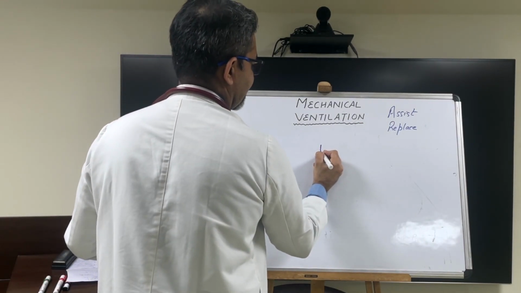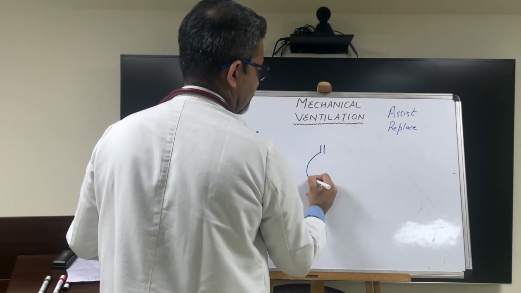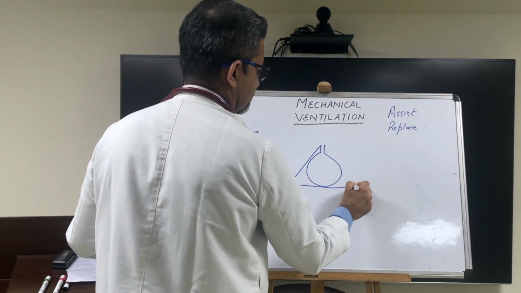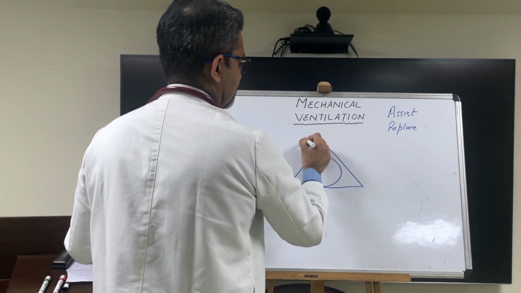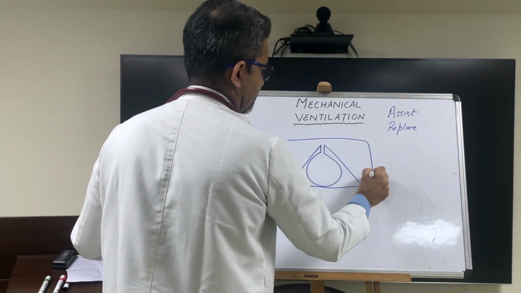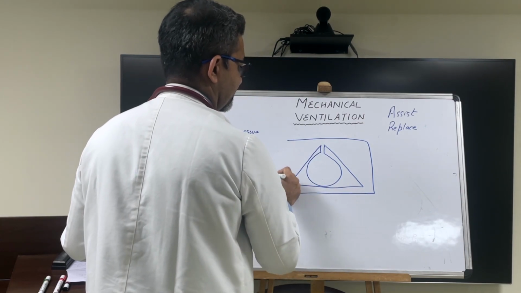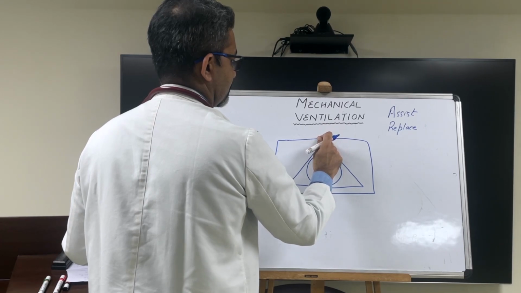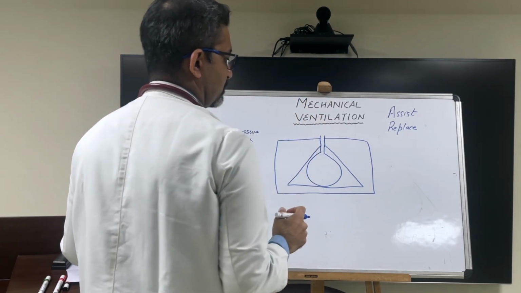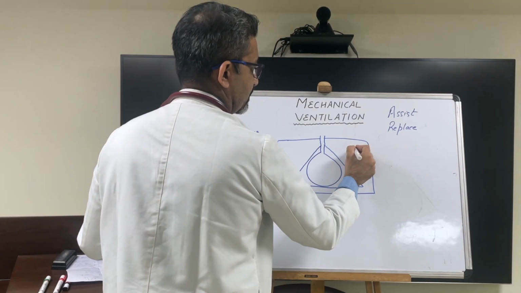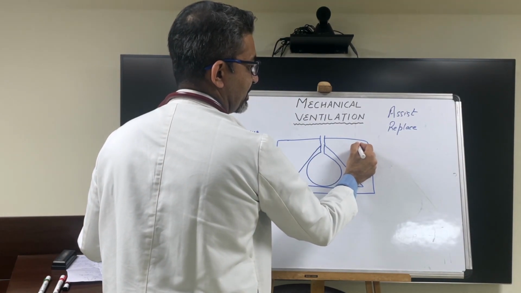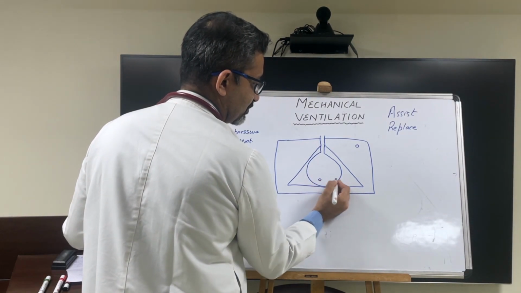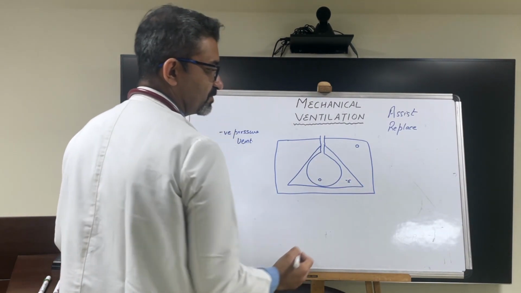Suppose this is your alveoli, this is your pleural space, this is the chamber in which the person is lying. So this is the extrathoracic space. Suppose the pressure is 0 at rest. Alveolar pressure is also 0. This is minus 5 centimeters of water.